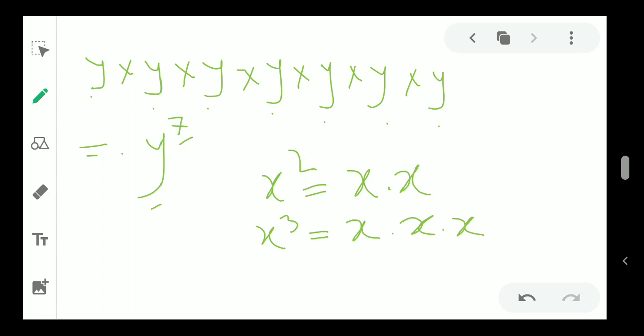So like this, quantities are there. Okay, this is called indices. That will come later on, but I'm just trying to give you the idea. So this is called indices and this is called base. So indices and base.